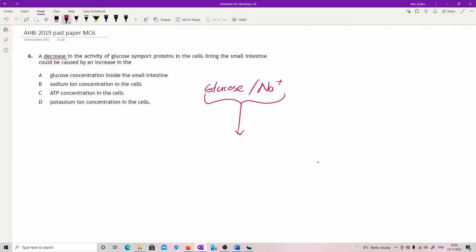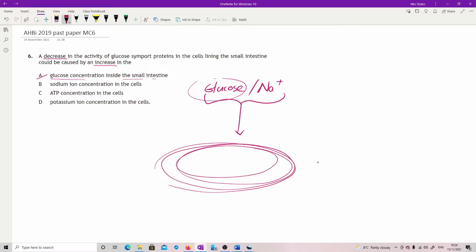So a decrease in the activity of the proteins caused by an increase in something which prevents this working. Glucose concentration inside the small intestine, if that increases, would give the glucose an increased concentration gradient. So that's going to help rather than cause a decrease. Sodium ion concentration in the cells, now that's going to impact, because the bigger my sodium ion concentration on the side where I'm trying to get it to, the smaller my concentration gradient, and the smaller my concentration gradient, the less of a push I'm going to be able to bring to it. So this I like. Okay, C, can we just get rid of?